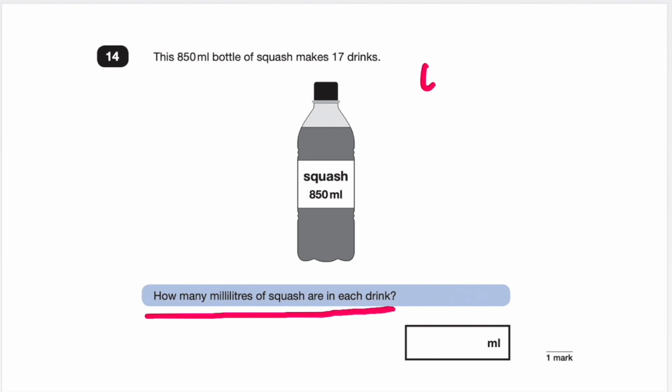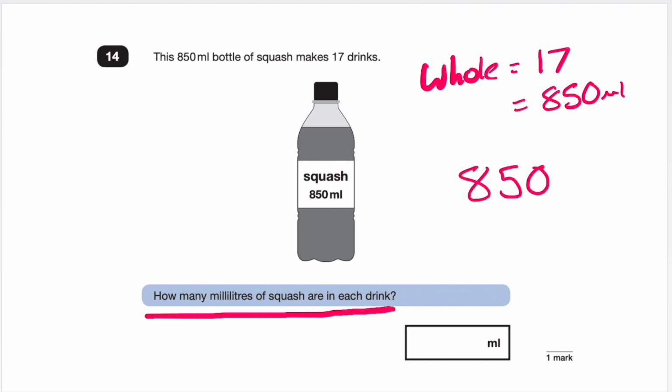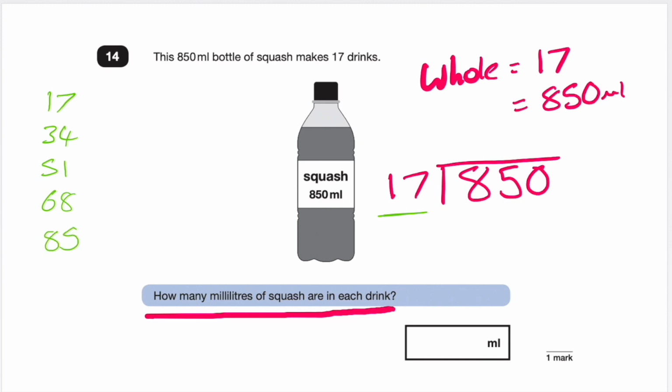Okay, so if the whole thing equals 17 drinks and is 850 milliliters, to find one drink, we could just divide our 850 by 17. Okay, so we're dividing by a 2-digit divisor, so let's put some multiples of these 2 digits so we can make it a bit easier. We're going to have 17, then 34, 51. I'm doing this in my head, but if you wanted to add them, you could. 68, and then 85. And then, oh, I can see something interesting here with our 85. I think that's going to come in handy.